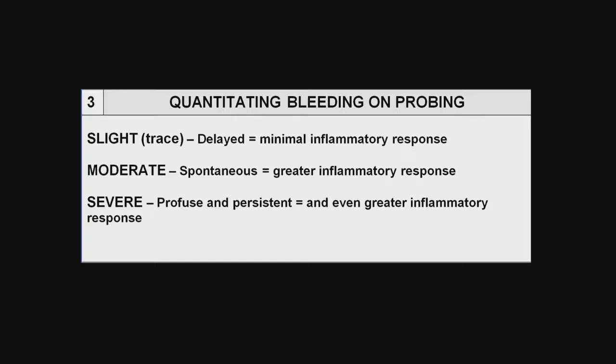Severe is when we're dealing with profuse and persistent bleeding on probing. In other words, you have that same depth that we mentioned on moderate, but as you begin to probe before you even reach the depth of the pocket, you begin to get bleeding on probing, which is more profound and much more persistent, meaning that there's even greater inflammatory response and hence much more significant.